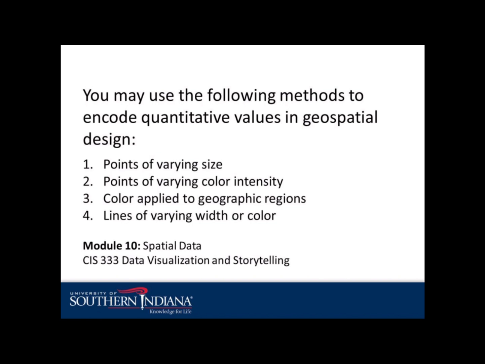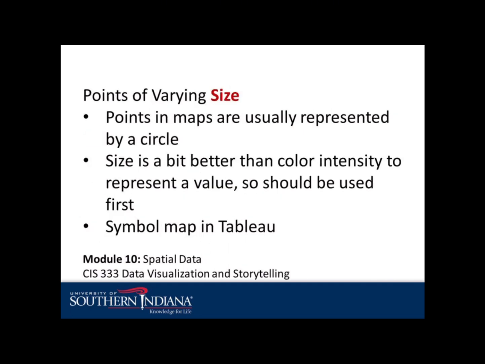These are the following methods that you can use to encode your quantitative values in a map. You can use points of different size. That's the first method you should use. You can then use points of varying color intensity, and you can use color applied to geographic regions. Those are the three main ones. Now you can also do lines of varying width or color, but that's a special use case, and we'll conclude this lecture talking a little bit about those cases.